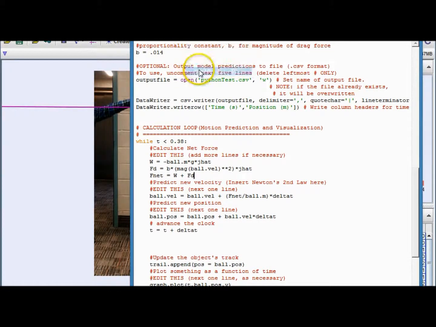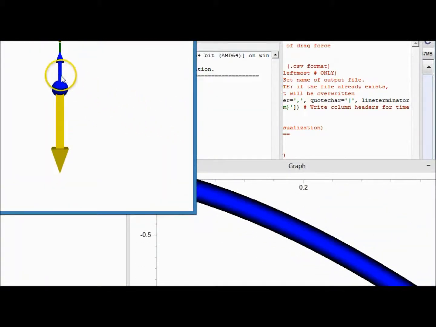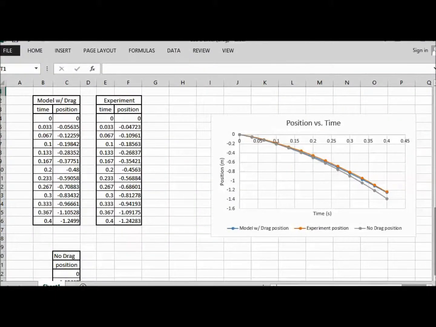Running our new code, we can see that there is now a force acting opposite to the force of gravity, which is the drag force. If we plot these results with our experimental data and our model with no drag, we can see that the blue line, the model with drag, is much closer to our experimental data. This means that it predicts the motion of our ball much more effectively.